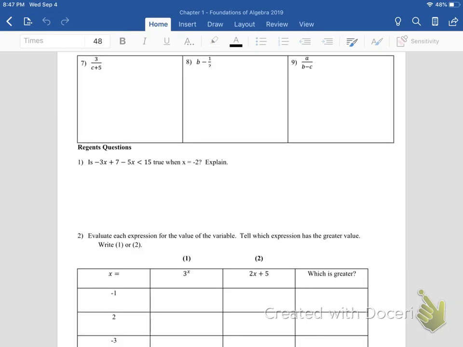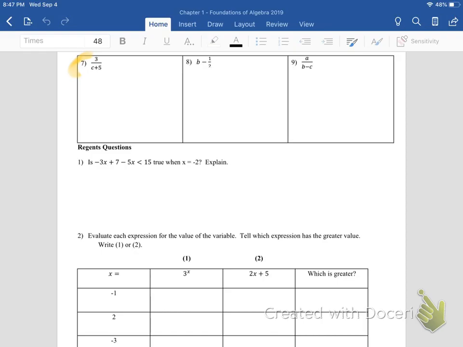I want to make a special word about division, so I want to take a look at number 7. Oops, I forgot to switch off of there. When you have division, it's important that if you have any kind of a sum or difference inside the denominator, that sum or difference go in parentheses. Let me show you what I mean.